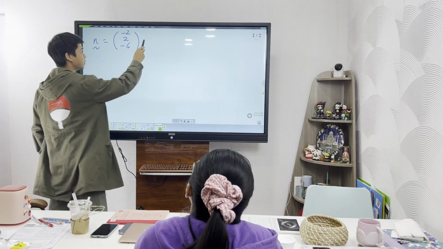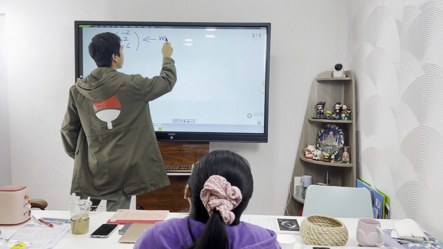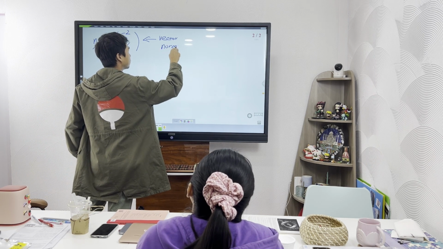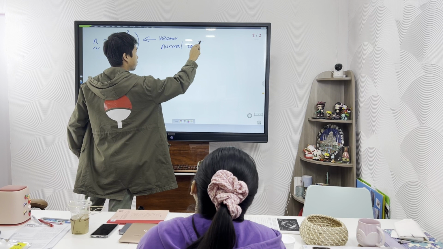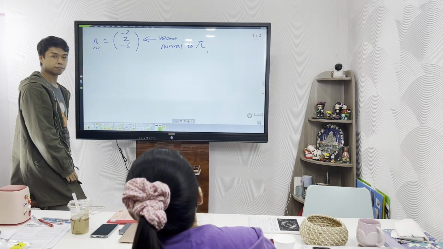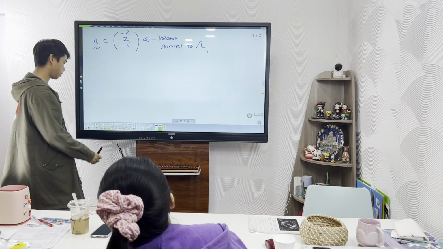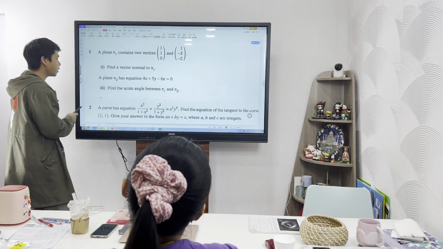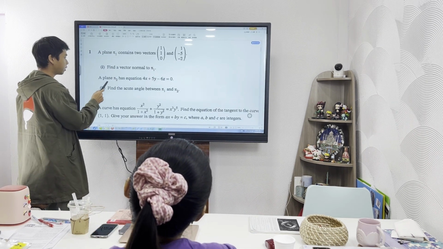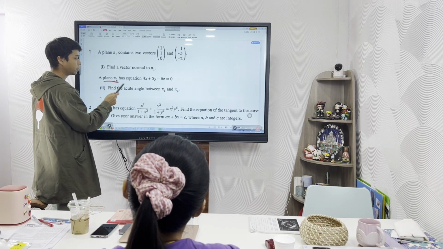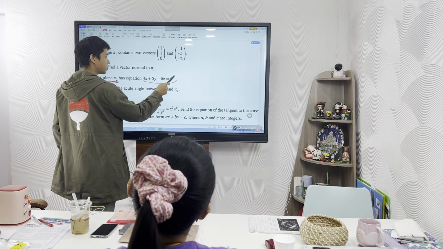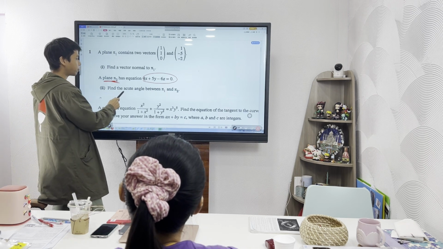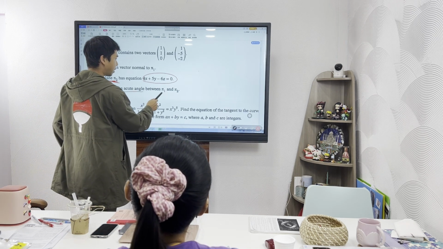Okay, so this is the vector normal to pi 1. Okay. Got it? Yeah. Right, okay, good. Very clear. So here is another plane now. Another plane, pi 2, has an equation, this one. Find the acute angle between pi 1 and pi 2.